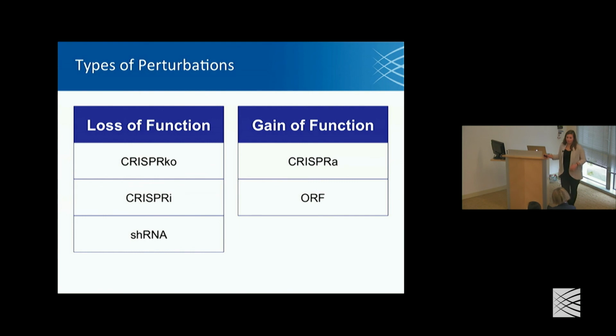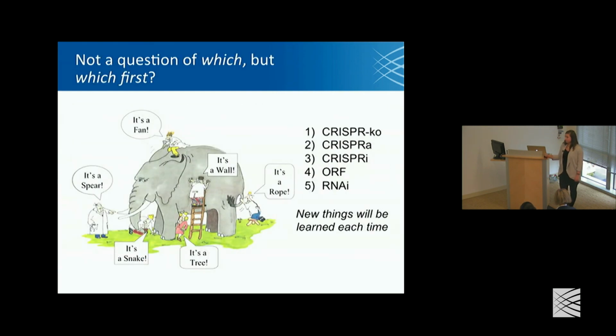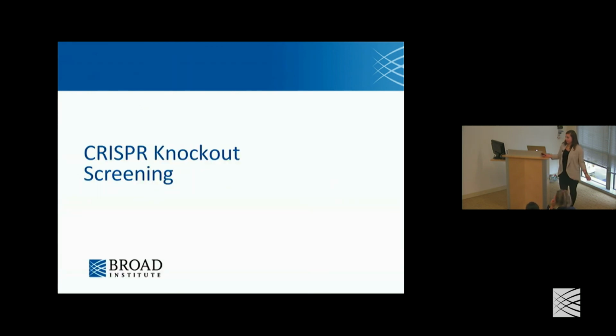Perturbations can be divided into two major categories. We have loss of function perturbations, your classic CRISPR knockout, CRISPRi, and then your shRNA. You can also have gain of function perturbations, which would be CRISPRa and ORF screening. So it's not a question of what type of screen you should do, but which first. If you have a good model, we recommend you do many screens. With each perturbation, you'll learn a new thing every time. So I'm going to jump right into CRISPR knockout screening.